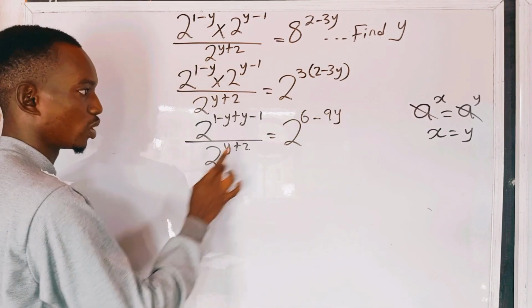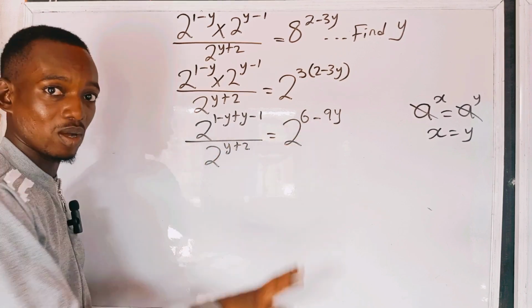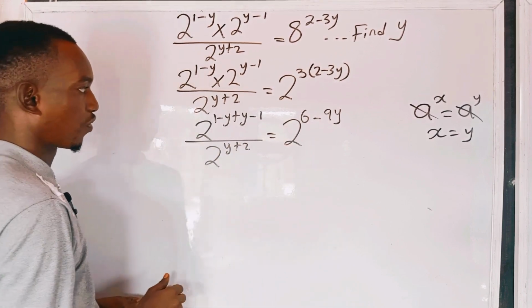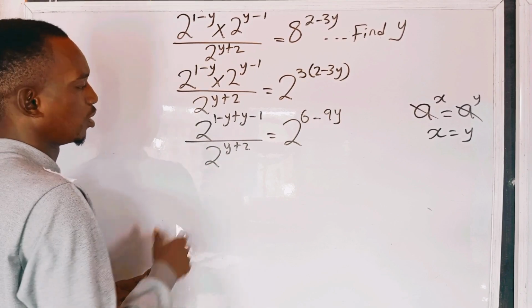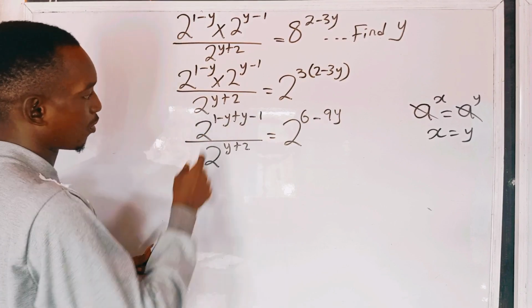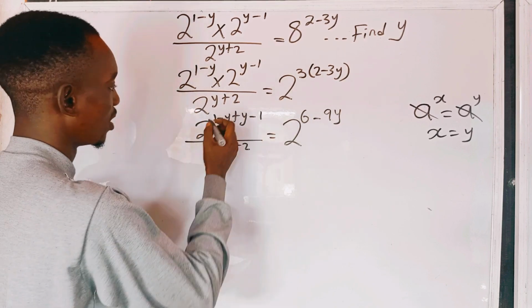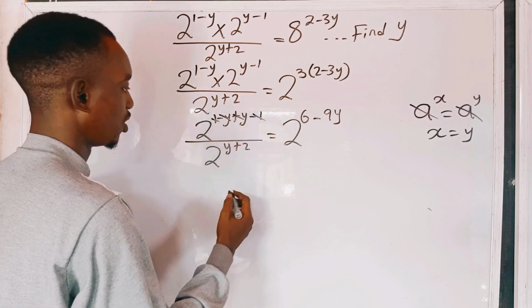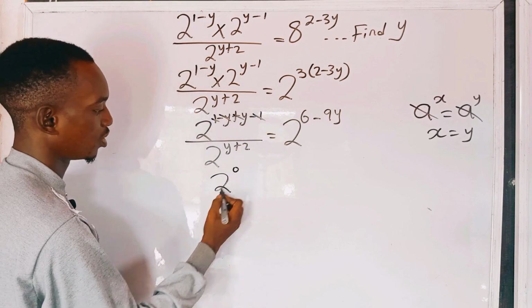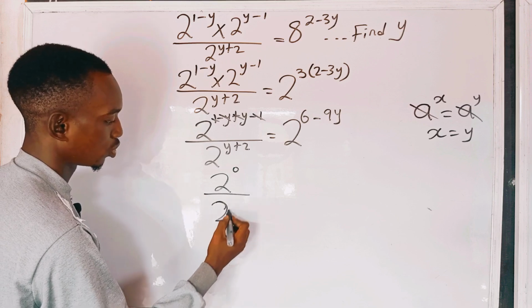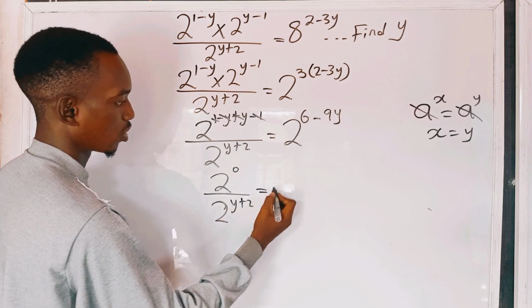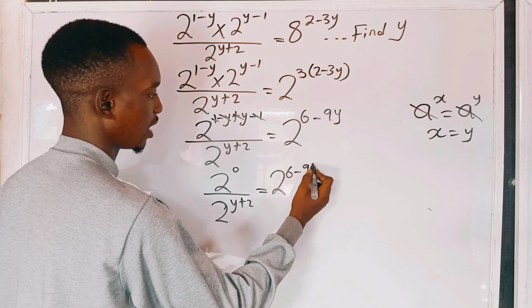Can you see? Please don't do anything to these 2. Please don't cancel them out. Okay, now we are moving further. So here now, when we look at this, let's simplify this. We have 1 minus 1, gives us 0. Minus y plus y gives us 0 too. So this one gives us 0. This one gives us 0. So we have 2 to the power of 0 all over 2 to the power of y plus 2 equals 2 to the power of 6 minus 9y.